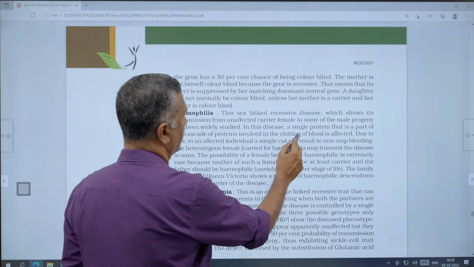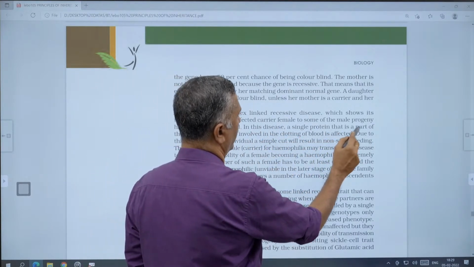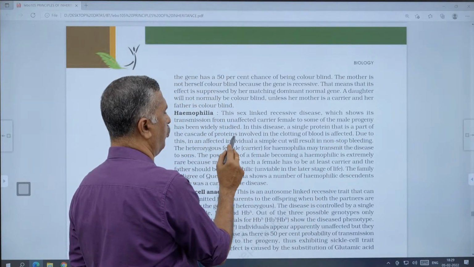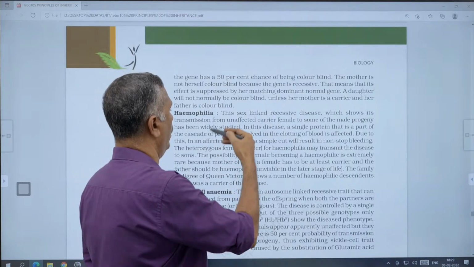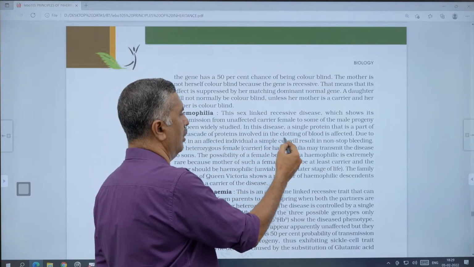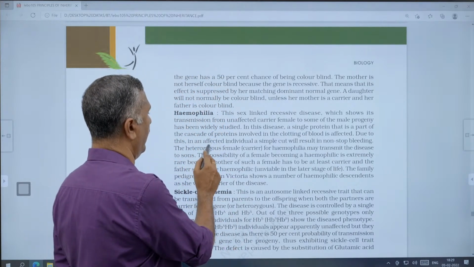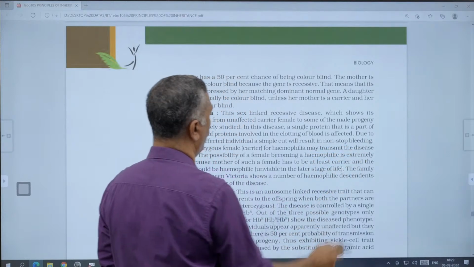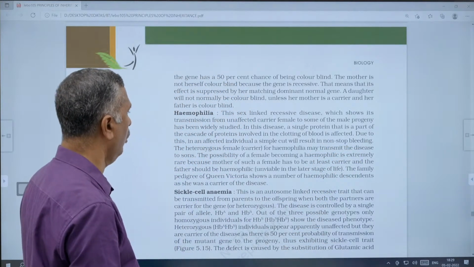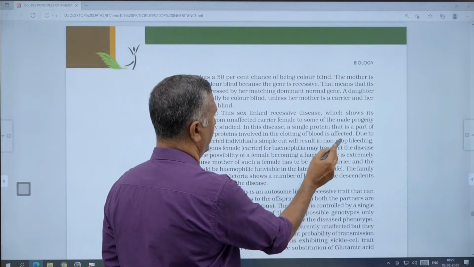In this disease, what is the causative agent of hemophilia? A single protein that is part of the cascade of proteins, the stepwise reactions involved in the clotting of blood, is affected. Due to this, in an affected individual, a simple cut will result in non-stop bleeding.